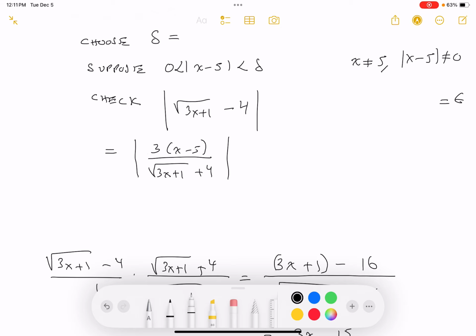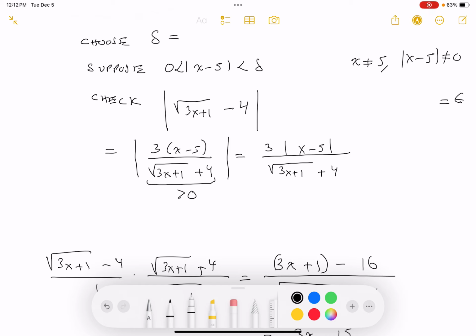Okay, one thing I noticed right off the bat is that I can pull a 3 out. That's something for sure. And then I get this over here, the absolute value of x minus 5. And on the bottom, what I notice is the absolute value of the bottom, well, the root of 3x plus 1 plus 4, now let's think about that. It's a root, so it's a principal root. It's going to be a positive number plus 4. So this thing here is always going to be greater than 0. So I can remove the absolute value now.